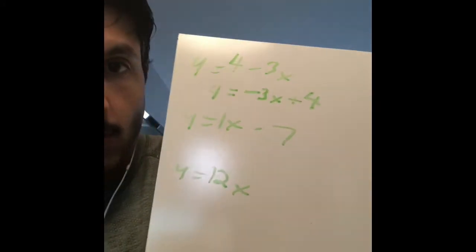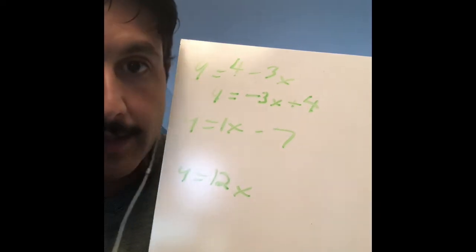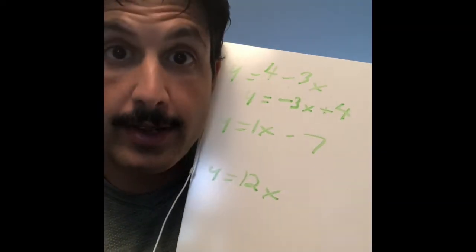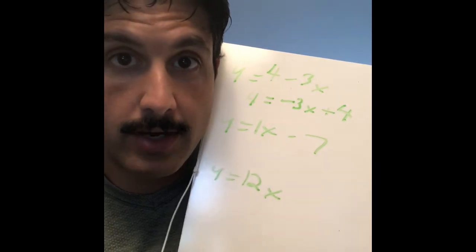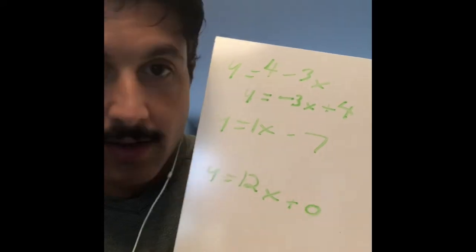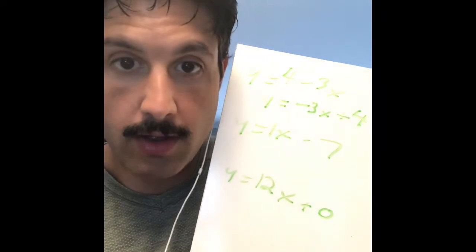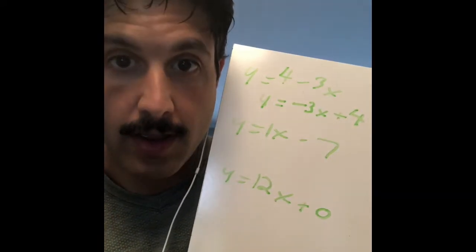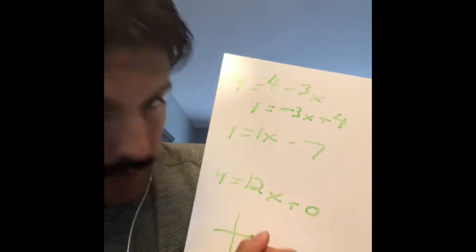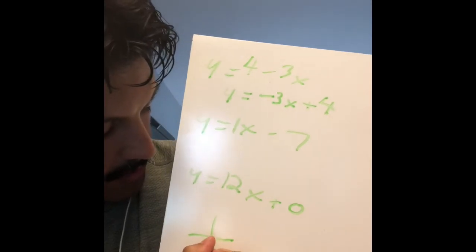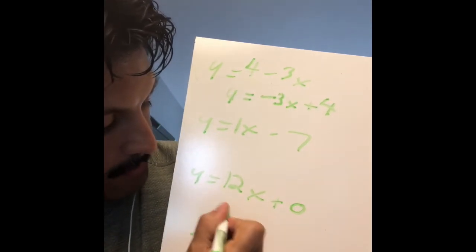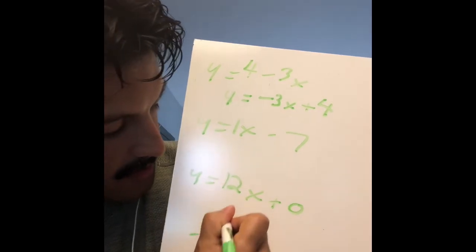And the last one, y equals 12x. Slope of 12, that's the easy one. Y-intercept, there is none written anyways, so you can assume that there is a plus 0. The slope is 12, the y-intercept is 0. So that means it starts at 0, 0 right here at the origin, and it goes up 12 over 1. So very steep.